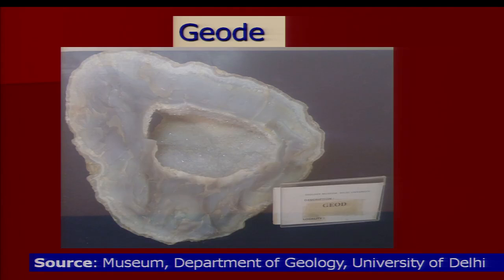Another example of a geode is shown here, where you can find an open space, and in this space microcrystalline quartz is developed. Here you have chalcedony or agate developed on the marginal areas of the geode.